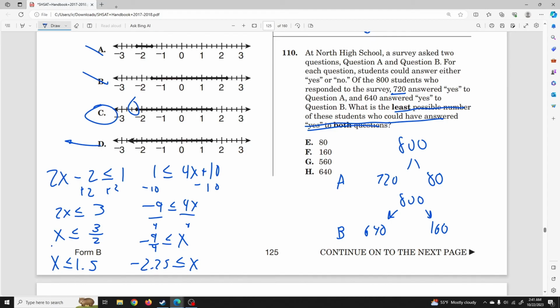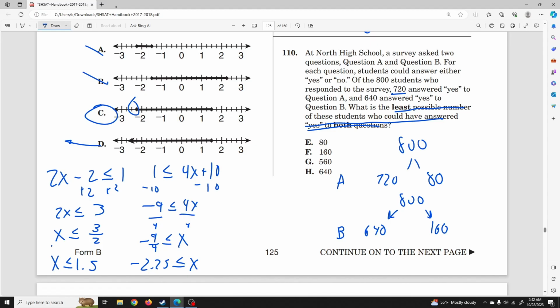So we know that they have to say yes to A and they have to say yes to B, right? So if we think about it, these 80 people should not be in this 640 group. They should not be there. Because what could happen is these 720 people can say yes to A, but some of these 720 people could say no to B, right? So the thing that automatically disqualifies them is if they said no to A, right? Because if they said no to A, we're asking for the number of people who said yes to both questions.